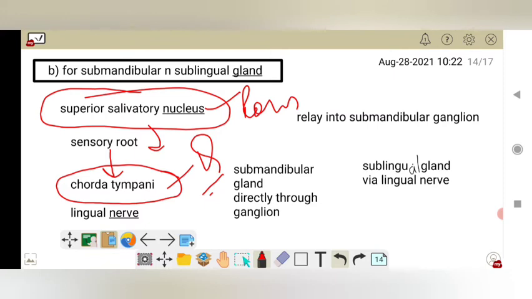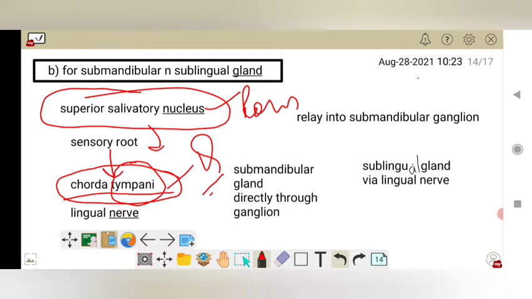When it passes through the middle ear, and we see from outside, chorda tympani means tympani resembles the tympanic membrane. Chorda means cord-like. When we look at the tympanic membrane, we see a cord-like line. This is the chorda tympani nerve. On this basis, it is termed as chorda tympani nerve.